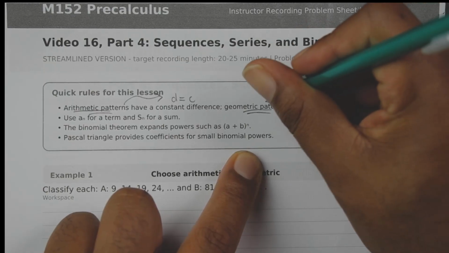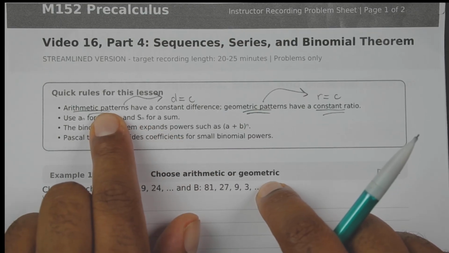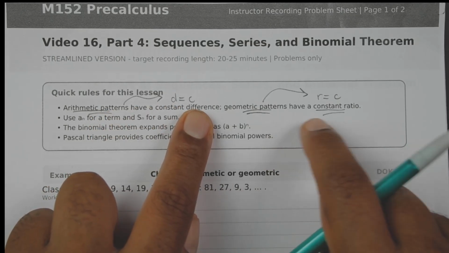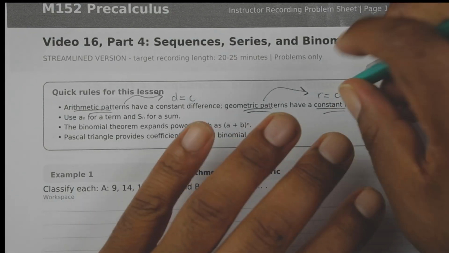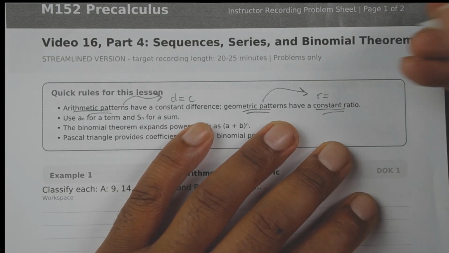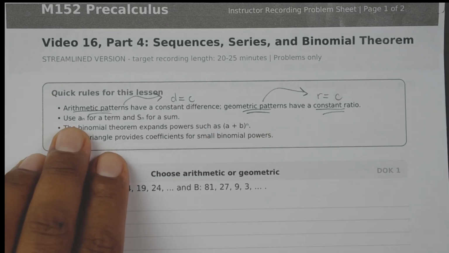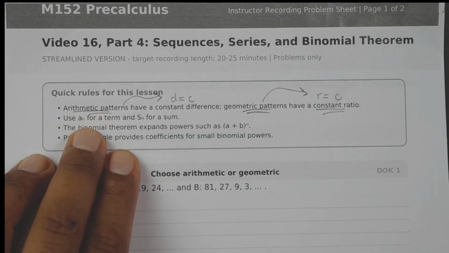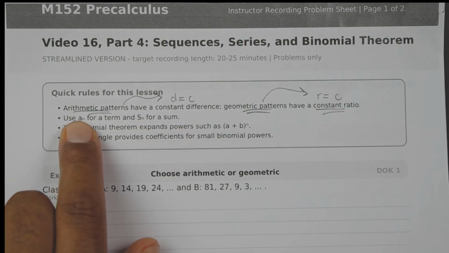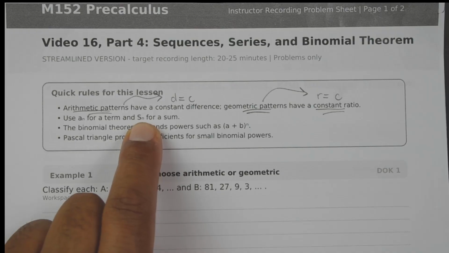So again, with respect to geometric, you have a ratio, and with respect to arithmetic, there's a constant difference. So d is equal to a constant, or the ratio is equal to a constant, which we'll leave at that. Some people write it as a over b, but it's still the same thing. Use a sub n for a term and S sub n for a sum. If you're looking for a specific term, you're going to use the arithmetic sequence formula. If you're looking for the sum, you're going to use the summation formula.